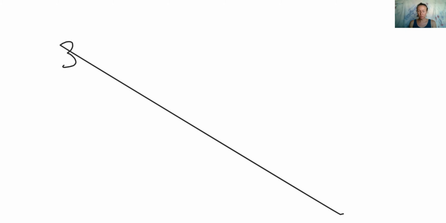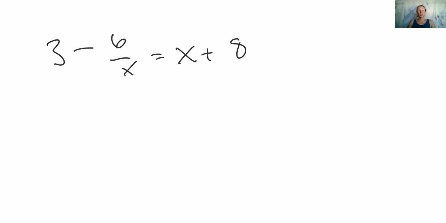Right. In this example, we've got 3 minus 6 over x equals x plus 8. Okay, so you notice here we have a different situation. We don't have just 2 fractions anymore. Each side of our equation has 2 separate terms, and only one of them is a fraction. We can still use the technique where we multiply everything on both sides by our denominators so that we can get rid of our fractions before we move forward with solving this.